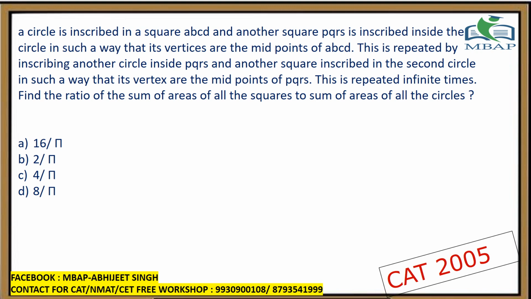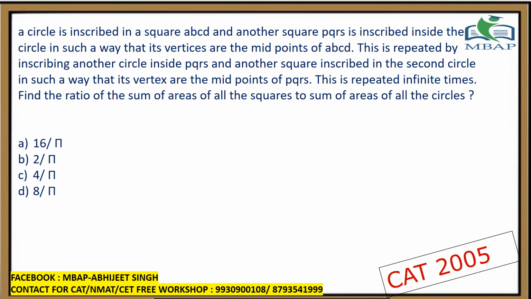Awesome. So if you have understood this pattern, then possibly all the difficult sums that we'll see now, you will be able to solve in seconds. Let's read the question. The question says, a circle is inscribed in a square ABCD, where another square PQRS is inscribed in the circle in such a way that the vertices are at the midpoints of ABCD.